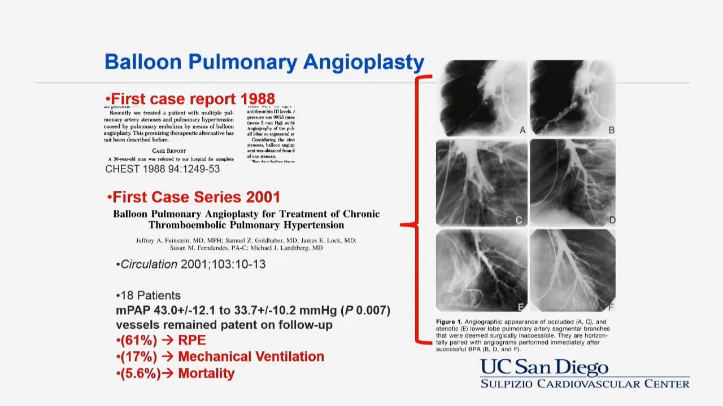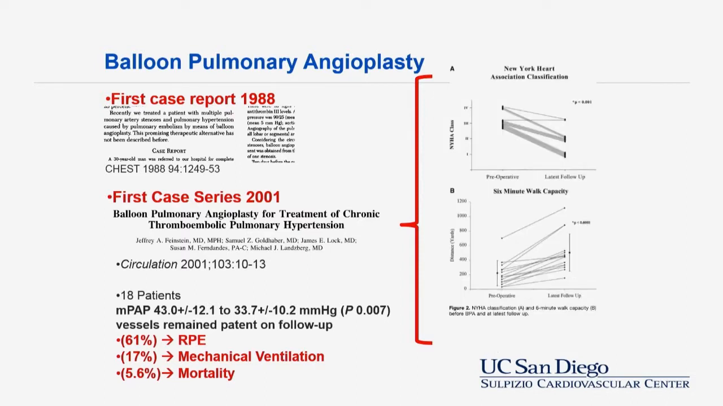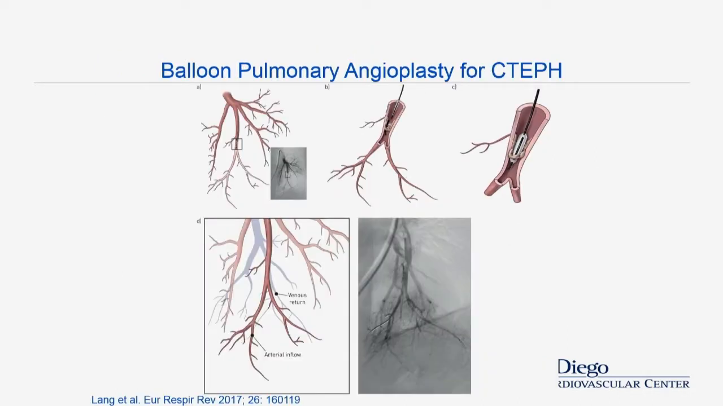In 18 patients, 61% of patients had reperfusion pulmonary edema, 17% required emergency intubation, and they had a 6% mortality. However, they did report that symptomatic class improved in the patients. However, this study essentially killed the evolution or development of balloon pulmonary angioplasty until the very recent past. How does this work now?